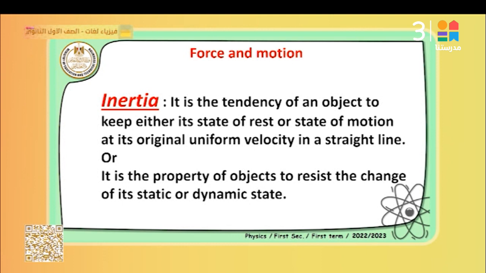Meaning that the object itself wants to keep its state. If it's at rest, it wants to stay like that all the time, it doesn't want to change its state, and it can't by itself. Even if we have a moving object with a uniform velocity in a straight line, this object also wants to keep moving all the time and doesn't want to change its state. We have another definition for inertia: it's the property of objects to resist the change of their static or dynamic state.